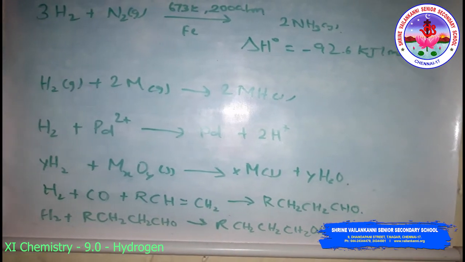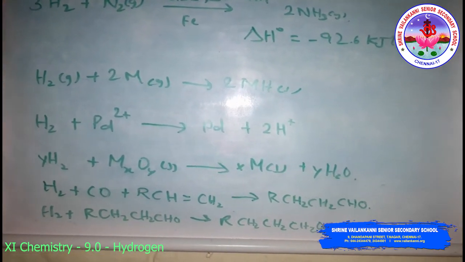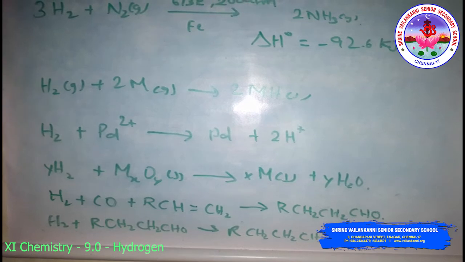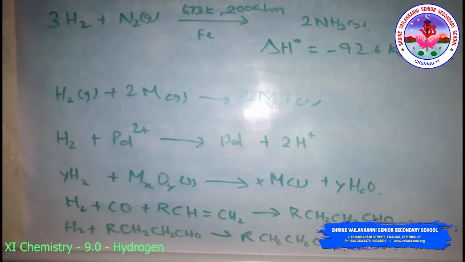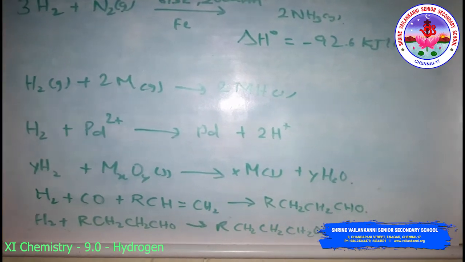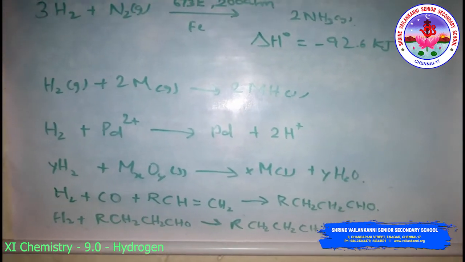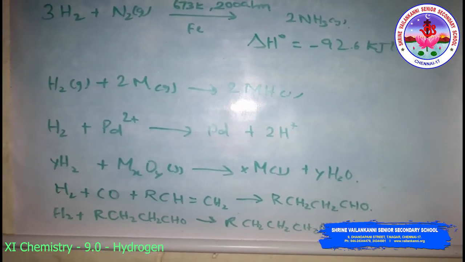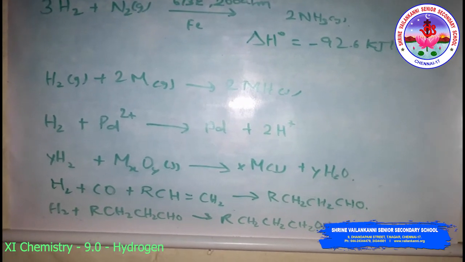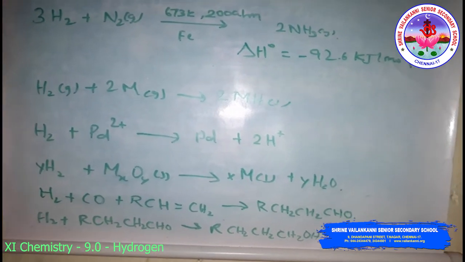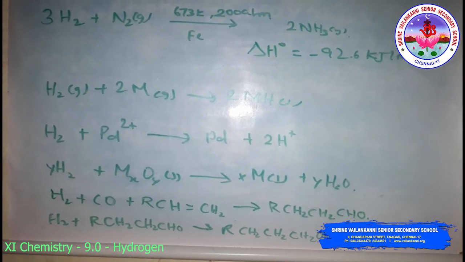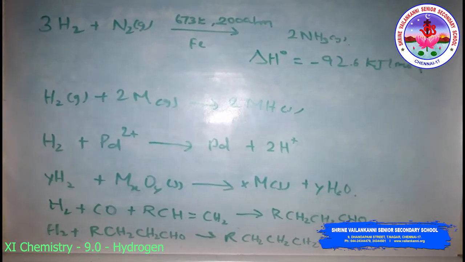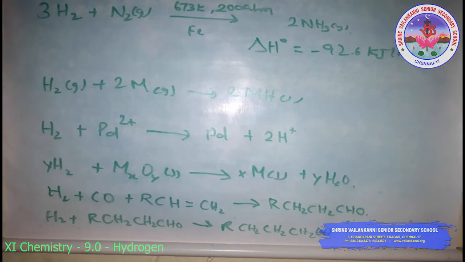Then the uses of dihydrogen. It is used in the manufacture of ammonia, nitric acid and nitrogenous fertilizers. It is used in the manufacture of vanaspati fat by the hydrogenation of polyunsaturated vegetable oils. It is used to prepare bulk organic chemicals, for the preparation of hydrogen chloride, and other highly useful chemicals. Then in metallurgical processes, so many uses are there.